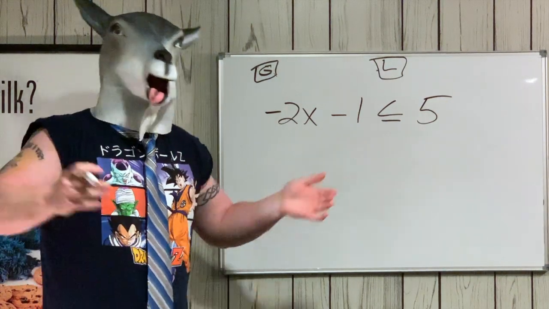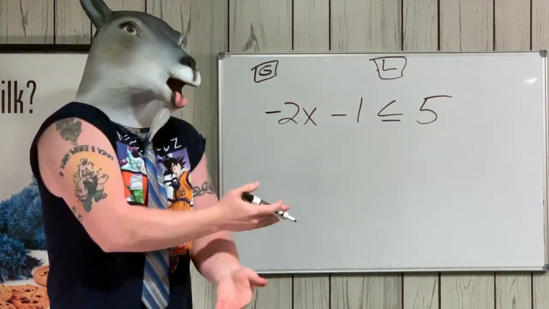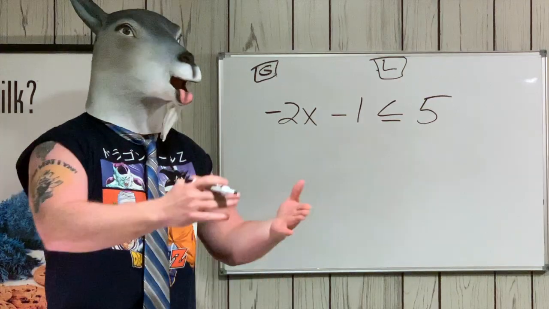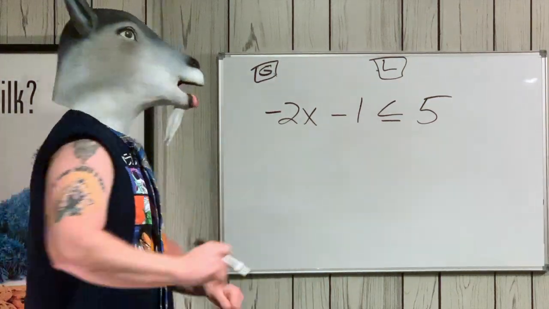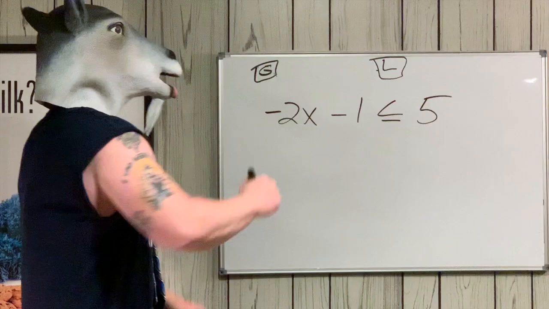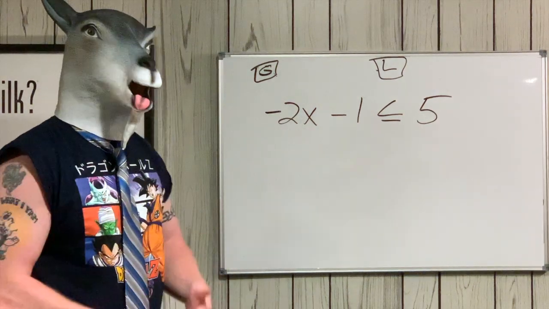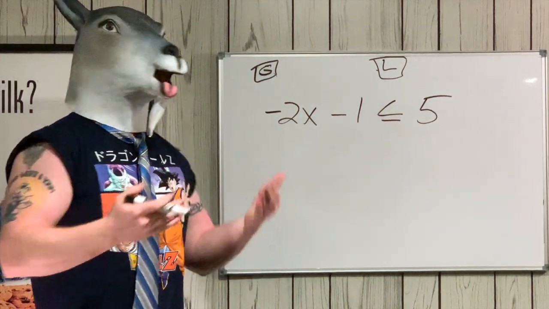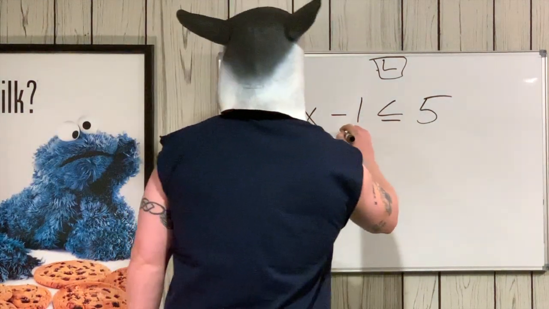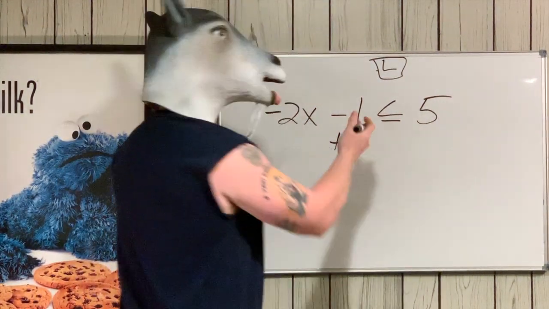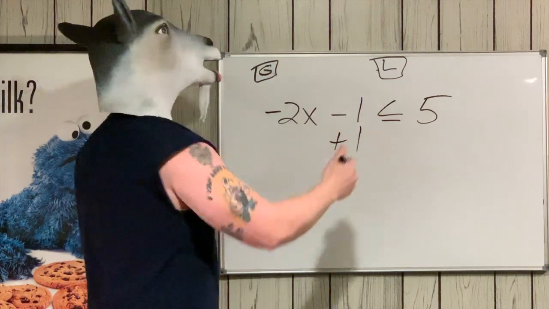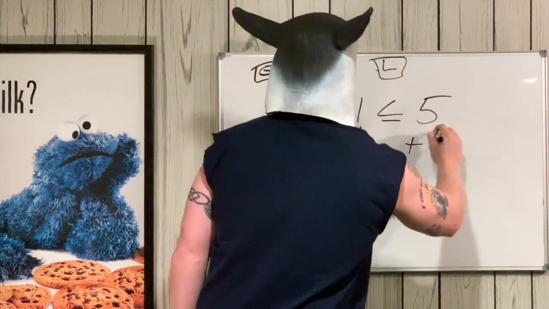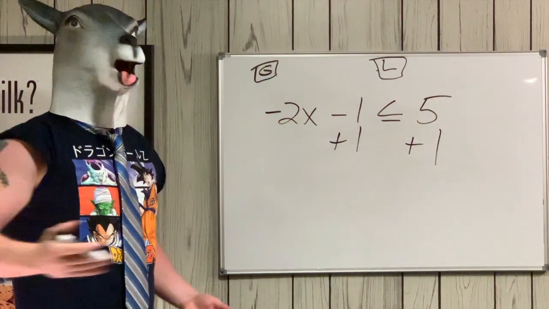Golden rule: we gotta move everything away from x. The dude's not brushing his teeth. Everyone needs to just get away from him. So let's get rid of that negative 1. How do you get rid of negative 1? We're going to add 1. So we got plus 1 here, and what you do to one side, you got to do to the other. So plus 1 here too.